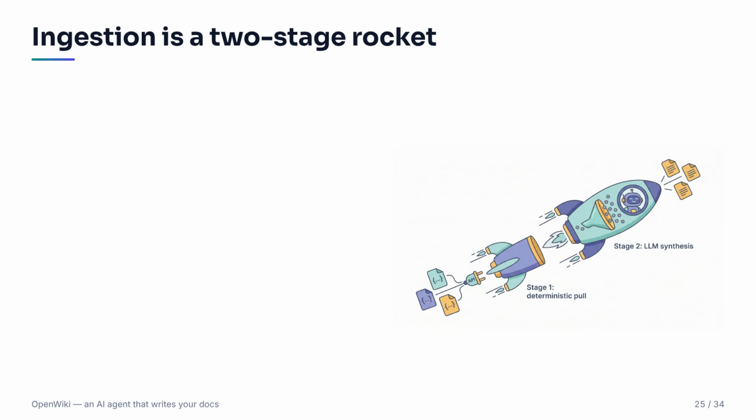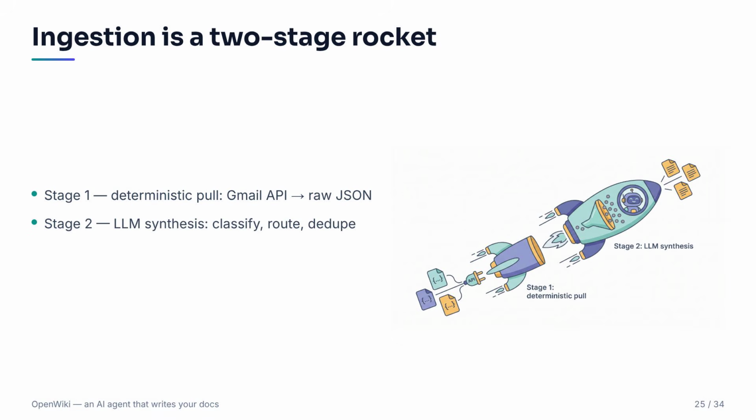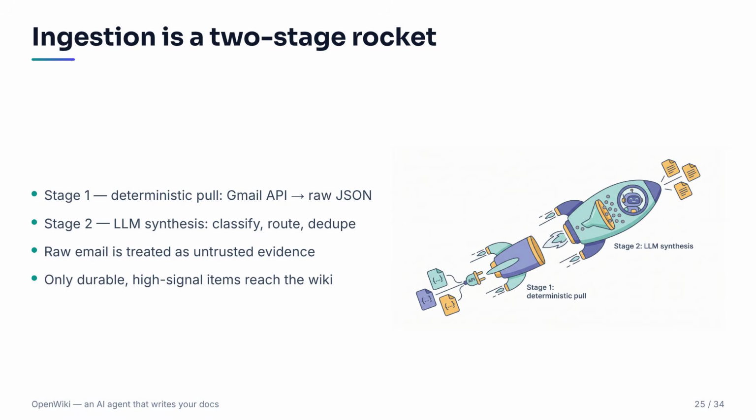Ingestion itself is a 2-stage rocket. Stage 1 is a deterministic pull. Plain API calls fetch your recent mail into raw JSON files. No model involved, fully reproducible. Stage 2 is the LLM synthesis. The agent reads that raw data as untrusted evidence, classifies every message, and routes only the durable, high-signal items into the wiki. Receipts and newsletters don't make the cut.